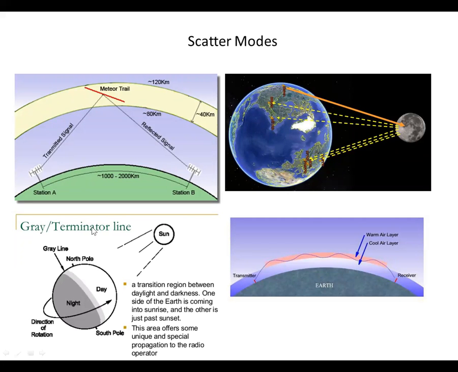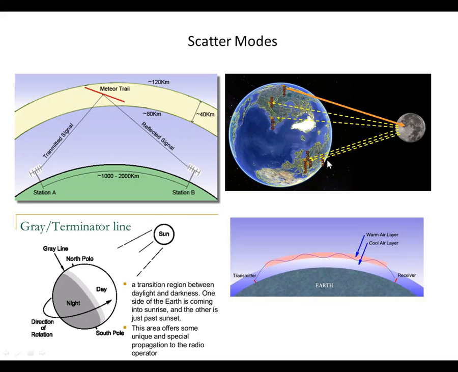And then these are some graphics of the scatter modes, where this is an example of meteor scatter, where in times of a meteor shower, they transmit their signal and it reflects off the ionized tail of a meteor and then goes to another station. Now, I would think that would have to be kind of iffy, just on the frequency of the meteor strikes, even in a pretty heavy meteor shower.